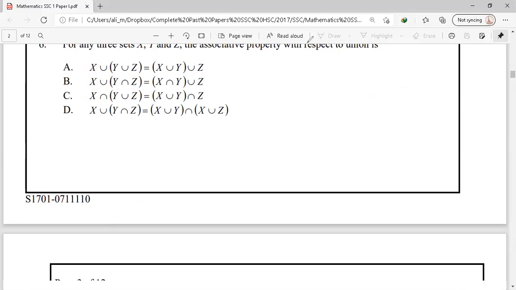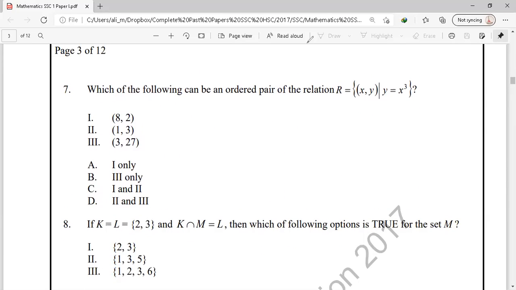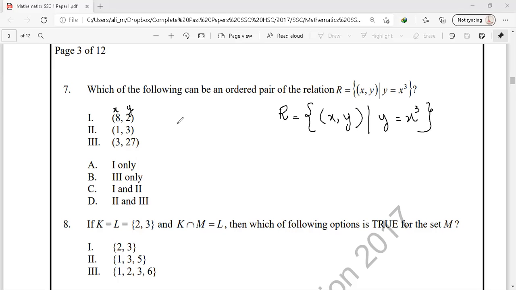So let's see question number 7. In question number 7, which can be the following ordered pair with respect to this relation? As we know, in a relation we have ordered pairs, and the ordered pairs satisfy the condition in this equation, that is, the value of y should be equal to x cube.